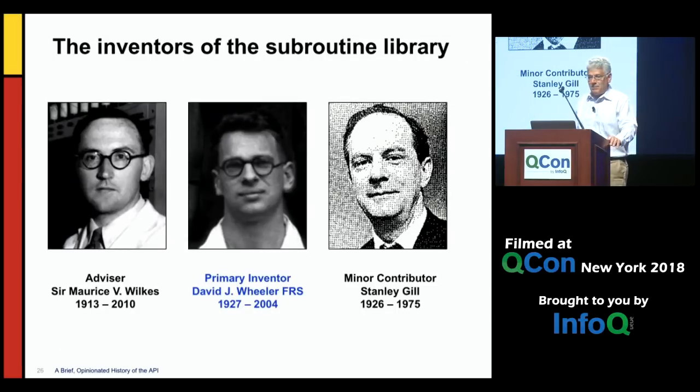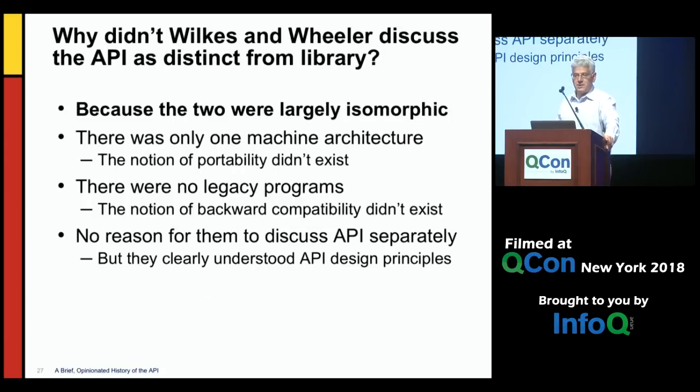So at this point, I think it's safe to say that we know who the inventors of the subroutine library are. The primary inventor is David Wheeler, and I think there's little doubt. But what about APIs as opposed to subroutine libraries? Why didn't Wilson Wheeler discuss APIs as a separate entity? Well, basically because in those days, the two things, a subroutine library and an API, were isomorphic.